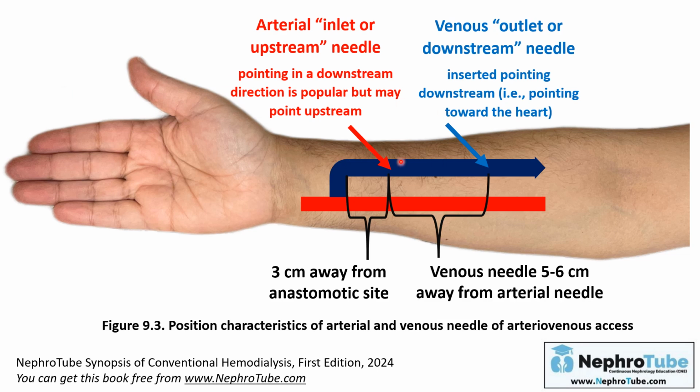So these are the directions of the cannulation and the distances that should be kept between the anastomotic site and the arterial needle, and between the arterial needle and the venous needle.